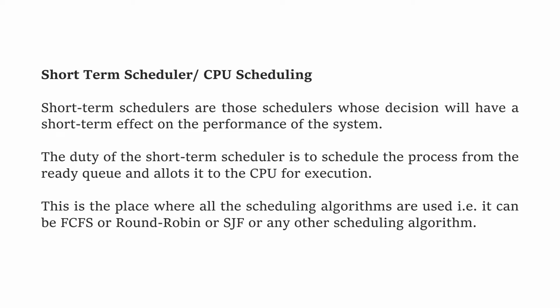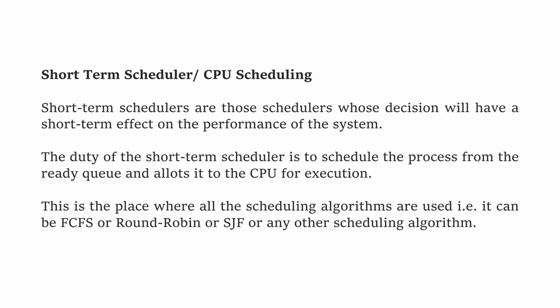Next, we are going to see the short-term scheduler. The short-term scheduler is also known as CPU scheduling. That is, these are schedulers whose decision will have only a short-term effect on the performance of the system. But the long-term scheduler will have a long-term effect on the performance of the system because it chooses which process is to be kept in the ready queue. But here, the duty of the short-term scheduler is to schedule the process from the ready queue and allot it to the CPU for execution. So we are calling it CPU scheduling.